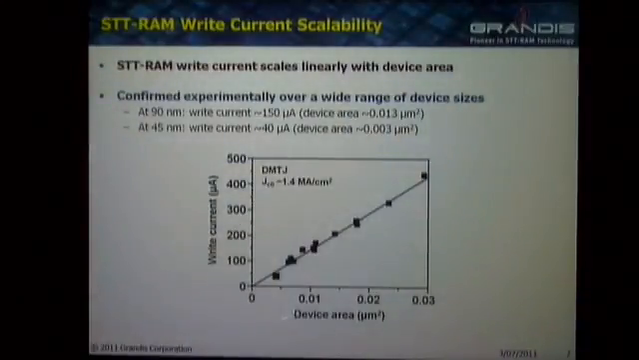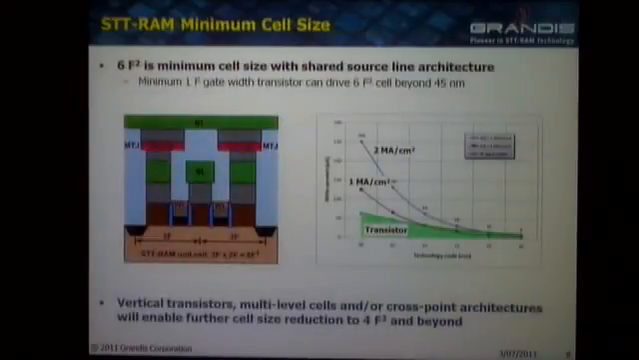This is the point about scalability. Essentially, the write current you need to drive these devices scales down linearly with the device area. So if you have a device, say about 90 nanometers, the write current for a 90 nanometer device is about 150 to 200 microamps. But when you scale it down to, say, a 40 nanometer device, which is this bottom data point here, your write current reduces to around 40 microamps. So essentially, it follows the area of the device. And because it goes down as area, not linearly, it gets better as you scale it down.